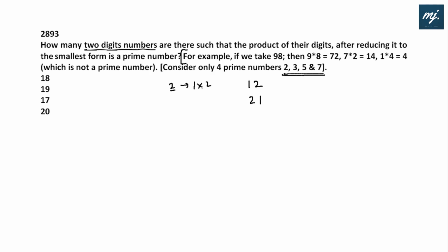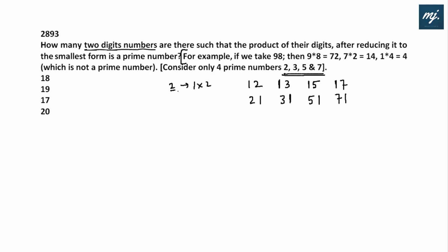Okay. 3, how can I get 3? 3 into 1. So I have digits 1, 3 and 3, 1. For 5, I can have 1 into 5. So 15 and 51 both will end with 5. For 7, I can have 1 into 7. 17 and 71 are both two-digit numbers which when multiplied will give me 7. So these are the first basic numbers whose product ends in a prime number. Now from here we can start extracting.